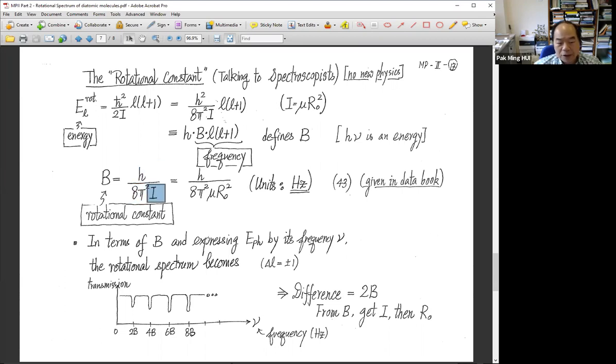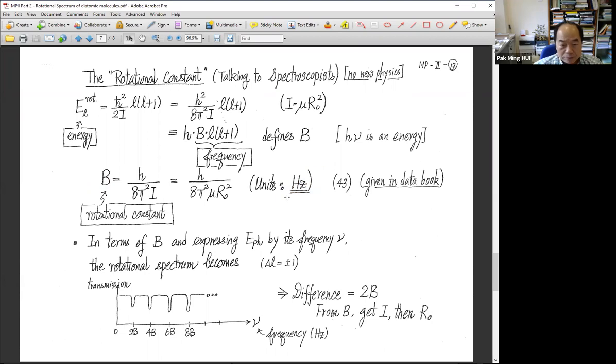All in all, this is the property of the molecule. For the reduced mass, we need to know what the atoms are and then the bond length, okay? In this form of the rotation constant, you will find numbers in hertz. This is the data book version, okay?